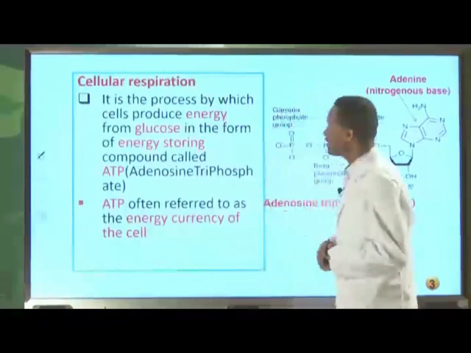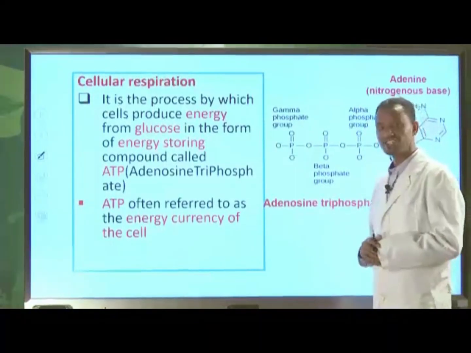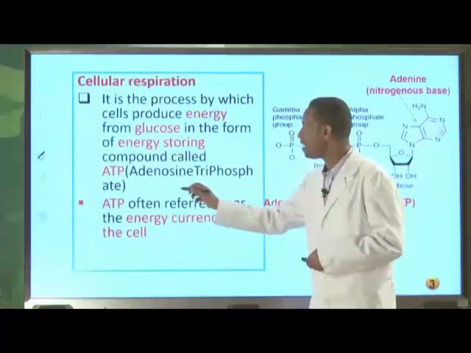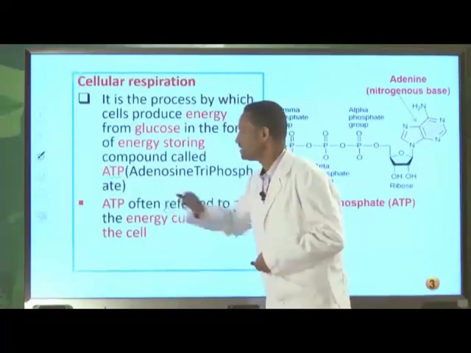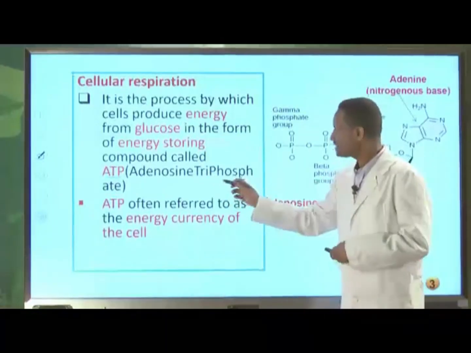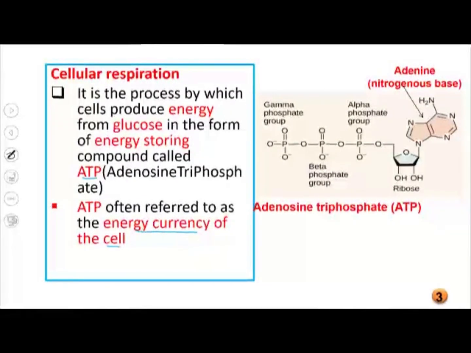Cellular respiration is the process by which cells produce energy from glucose in the form of an energy-storing compound, which is ATP. This ATP is called adenosine triphosphate. Here, ATP is often referred to as the energy currency of the cell. That means the cell can use its ATP as the source of energy.